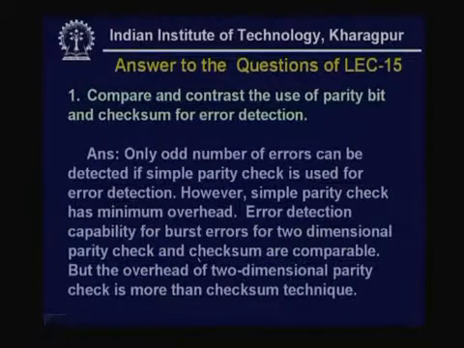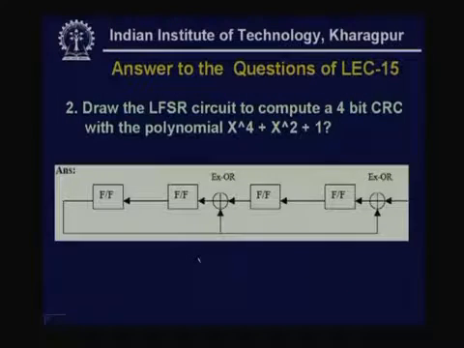Here is the answer to question number 1 of lecture 15. First question was, compare and contrast the use of parity bit and checksum for error detection. Answer is, only an odd number of errors can be detected if simple parity check is used for error detection. However, simple parity check has minimum overhead. Error detection capability for burst errors for two-dimensional parity check and checksum are comparable, but the overhead of two-dimensional parity check is more than checksum techniques, as we have discussed in detail.